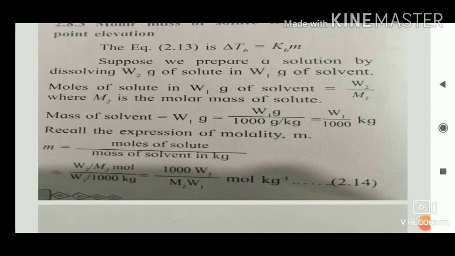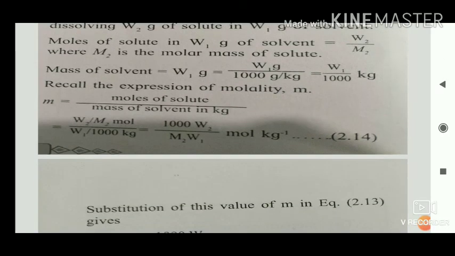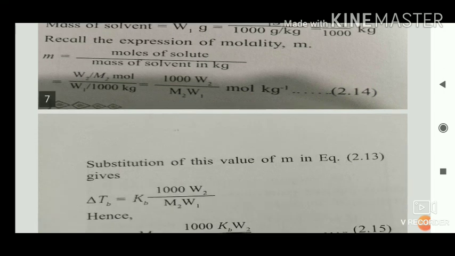We see the equation m is equal to moles of solute divided by mass of solvent in kilogram. This is the expression of molality by definition. Therefore, by substituting the values, we get the expression W2 upon M2 mole divided by W1 into 1000 kilogram, which is equal to 1000 W2 upon M2 W1 mole per kilogram.